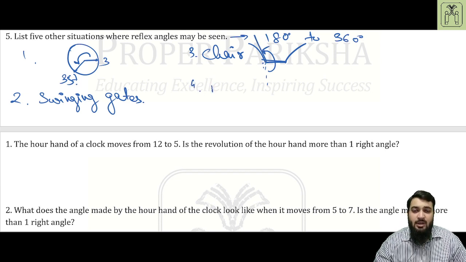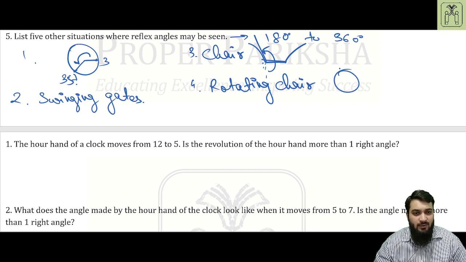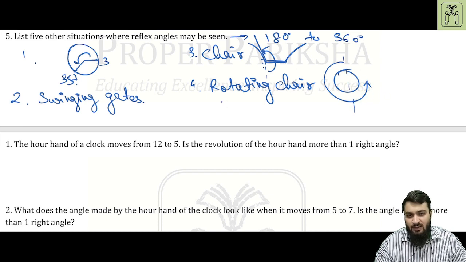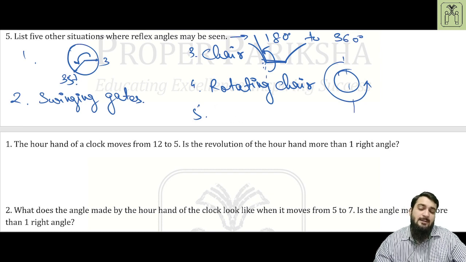What more can it be? A rotating chair. What happens in a rotating chair? You are sitting like this in front of a doctor and you rotate like this. So if you rotate more than 180 degrees, it is a reflex angle. What more can it be? Rotating chair, swinging gates, etc. A door. Well, a door will come under gates. What more can it be? One more thing you have to take, okay.